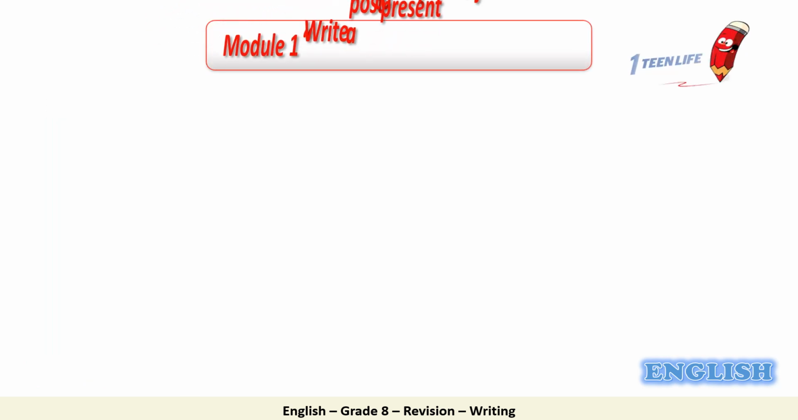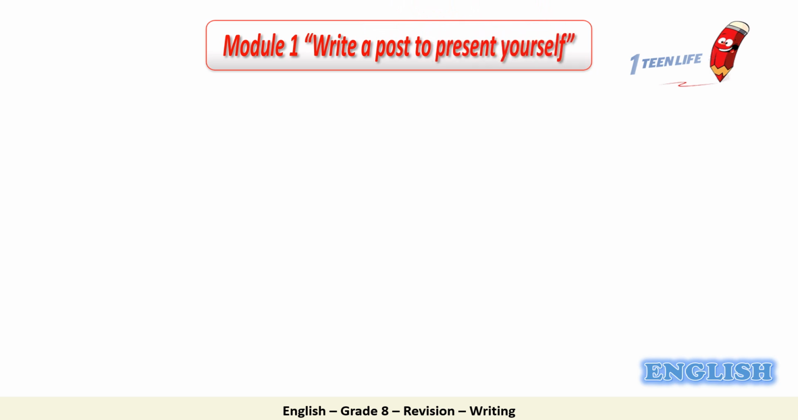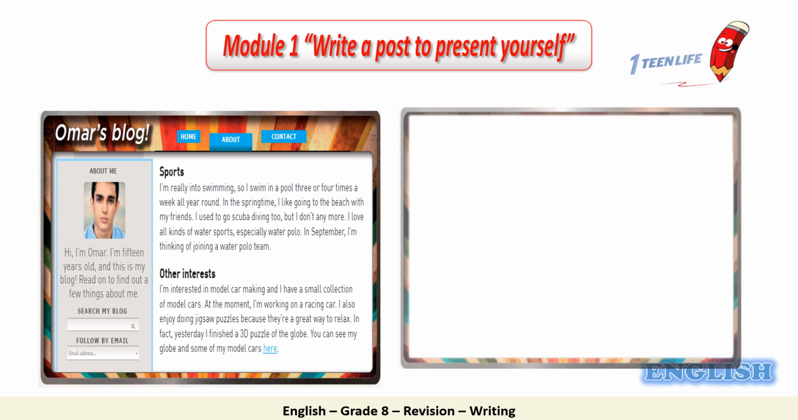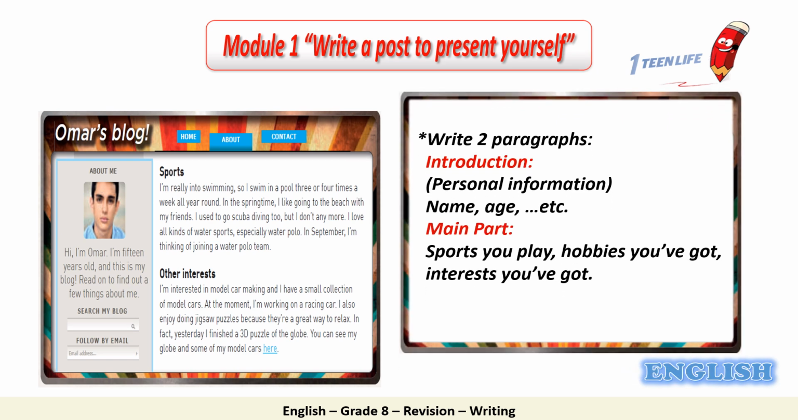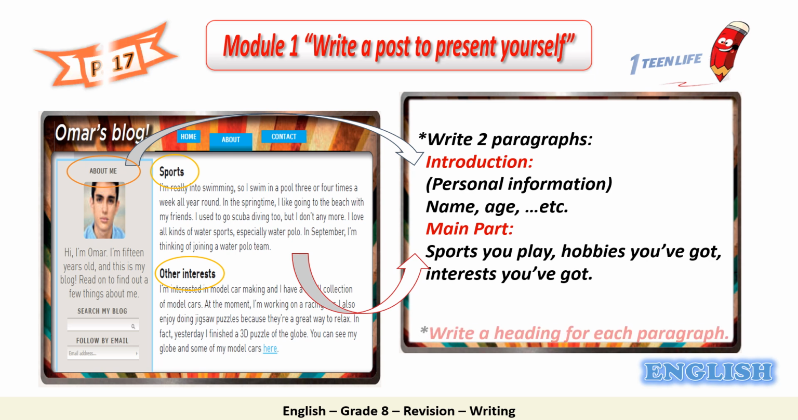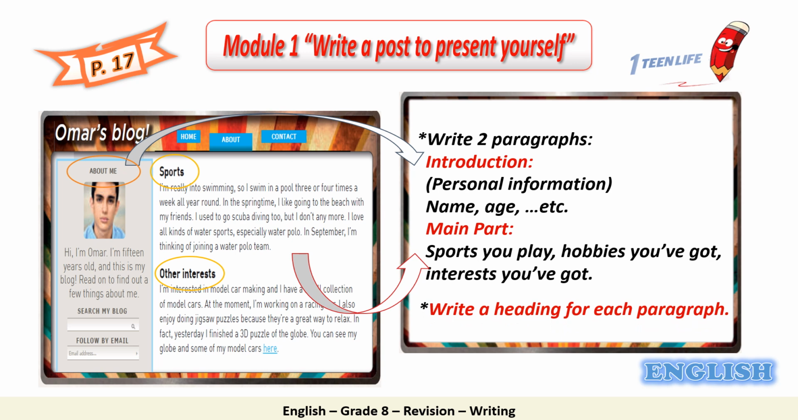Let's move on to the second writing task in Module 1, which is to write a blog post to present yourself. To do that, write 2 paragraphs, an introduction and a main part. In the introduction, start by introducing yourself. Tell your readers who you are, your name, your age, what your blog is about, why you are blogging, and write your contact information. In the main part, write about the sports you play, the hobbies you've got, the interests you've got, and don't forget to write a heading for each paragraph.